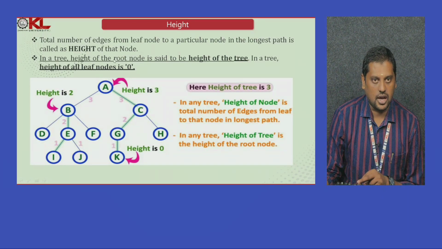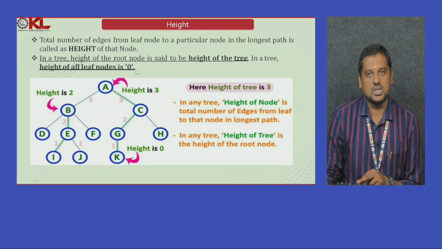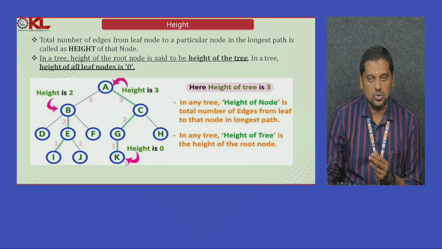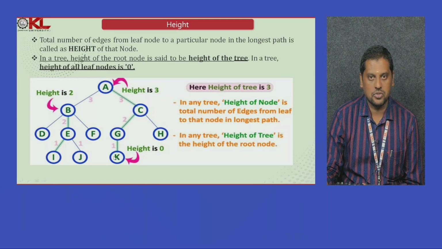In a tree, the height of the root node is said to be the height of the tree. In a tree, the height of all leaf nodes is 0. Why? Because there is no node below that leaf node. So that is why the height of that particular node is 0.